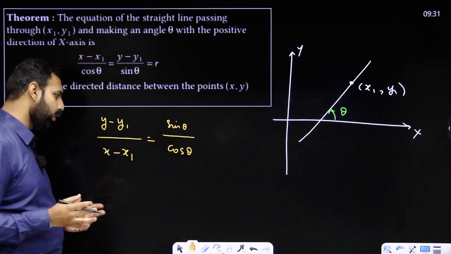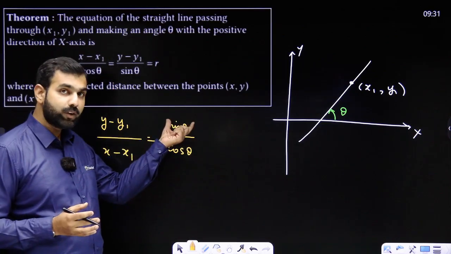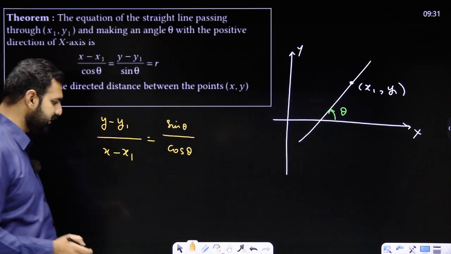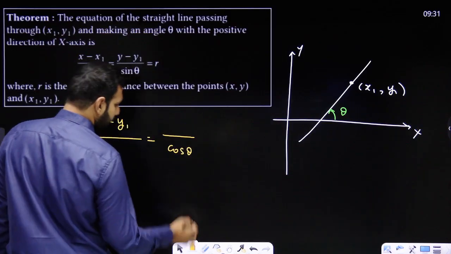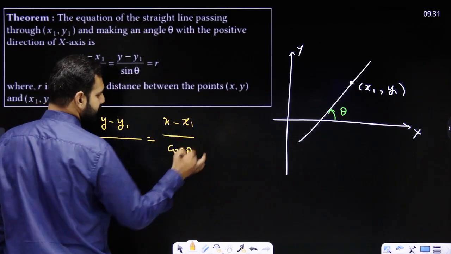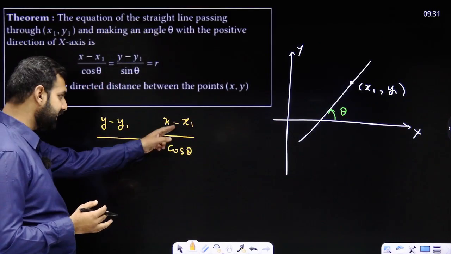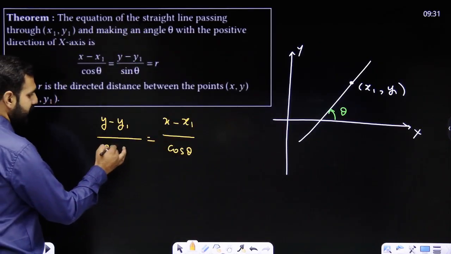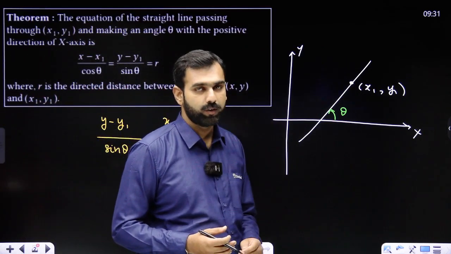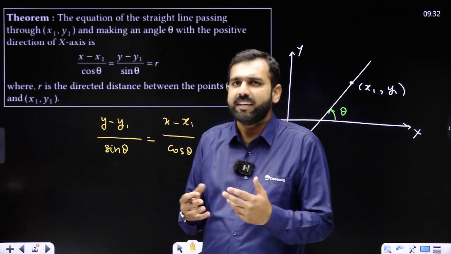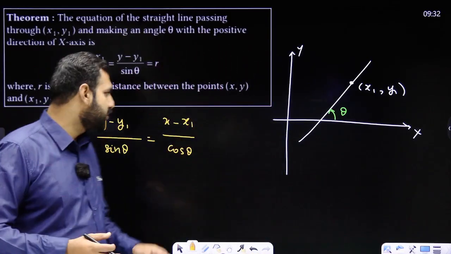Not just that, I hope you all know that x minus x1 can be taken to the other side, sin theta can be brought to this side. So this form over here, x minus x1 can be taken to this side, which can be written as x minus x1 upon cos theta, and that sin theta can be brought here and written as y minus y1 upon sin theta. Now, some of you might wonder, why did I do that and what is the need of doing it, or why do we actually do it?